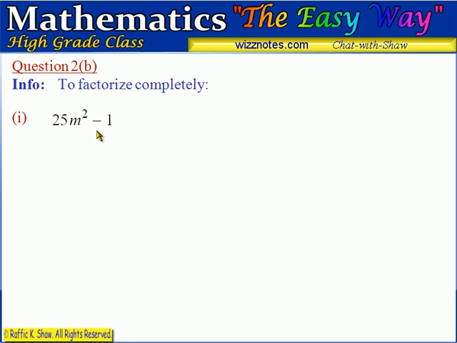And in fact, it is the difference of two squares, because we have to remember that 1 is a perfect square of 1, 25 is the perfect square of 5, and we have m squared. So this expression can be written as the difference of two squares. The 25m squared here can be written as 5m all squared. And as I said, 1 is the same as 1 squared.